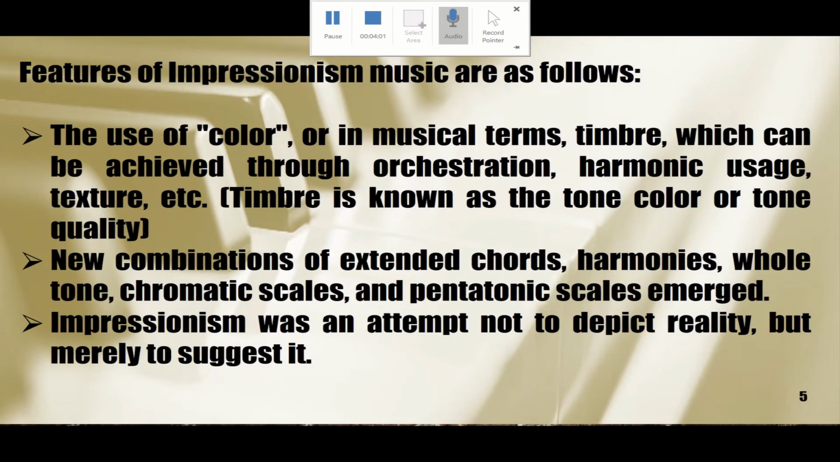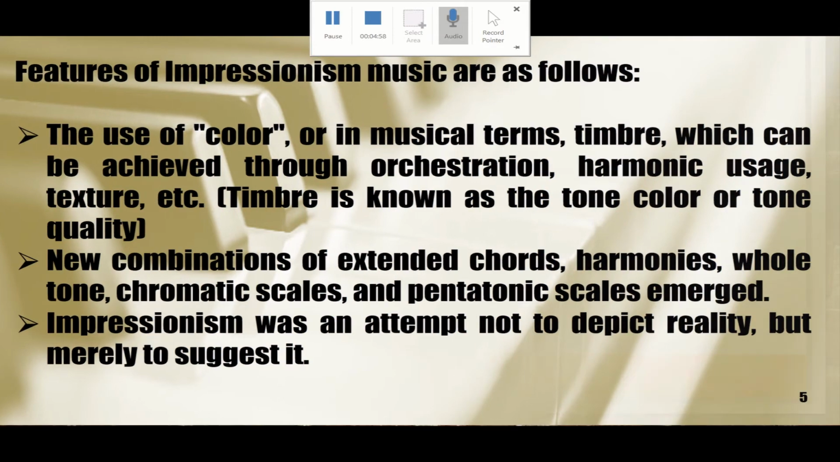The features of Impressionism are as follows. The use of color, or in musical terms, the timbre, which can be achieved through orchestration, harmonic usage, texture, etc. Timbre is known as the tone color or tone quality. Next, new combinations of extended chords, harmonies, whole tone, chromatic scales, and pentatonic scales emerge. So, meaning hindi siya ganun kasarap pakinggan. May pagkasintonado. Impressionism was an attempt not to depict reality, but merely to suggest it. So, hindi malinaw ang melodiya. Hindi mo malaman kung ano ang tono.